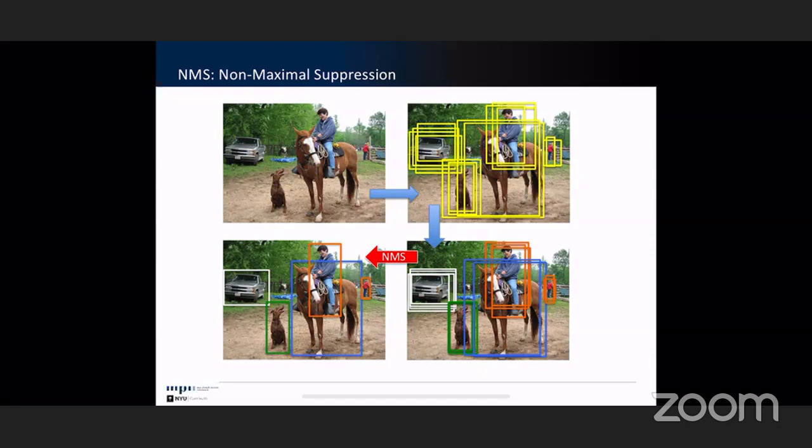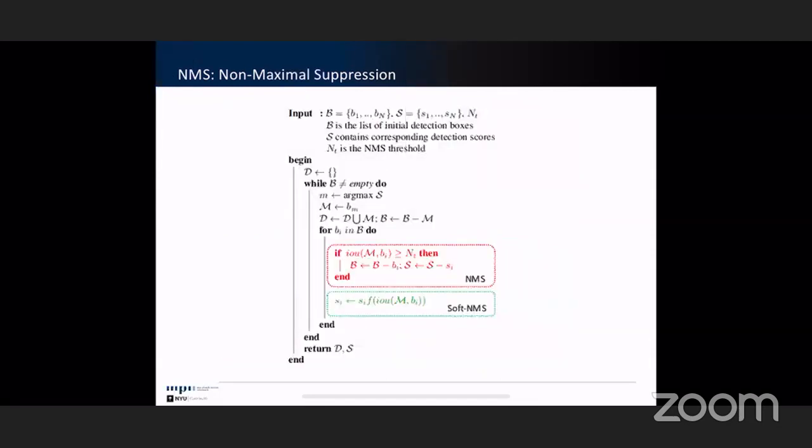And whenever the IOU is high, say greater than 0.5, we remove that box, because that is usually something which has already been covered in my current box, right? So you do that for every object, for every class, and you then have NMS. So the algorithm looks like this. It looks maybe a little bit formal, but it's very straightforward.